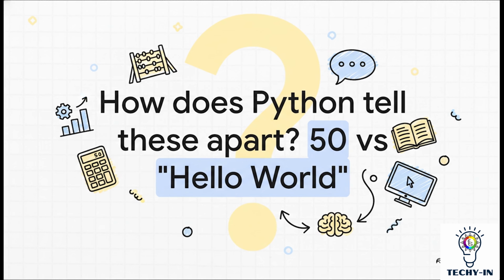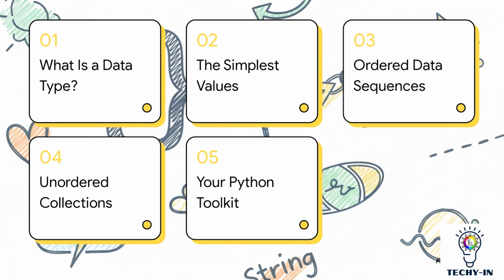How in the world does Python know that 50 is a number you can do math with, while hello world is text you can't? Well, the answer is all about something called data types. And here's how we're going to tackle that. We'll start with the basic definition, then cover the simplest values you'll see. From there, we'll look at how Python groups data together, both in ordered sequences and unordered collections. And finally, we'll pull it all together to show you how to think of these as your own personal Python toolkit. All right, let's get started.